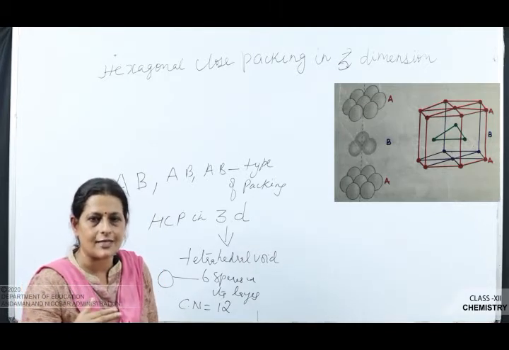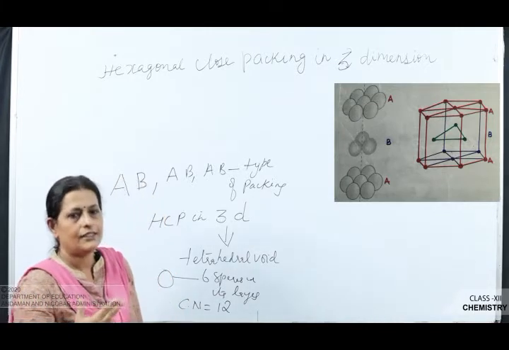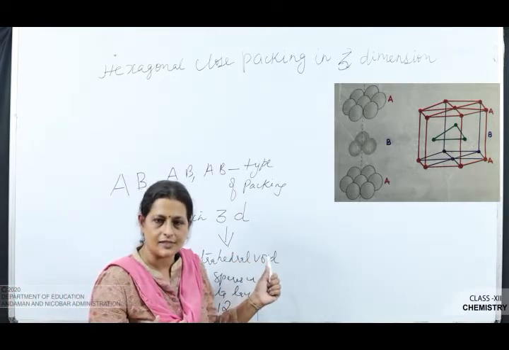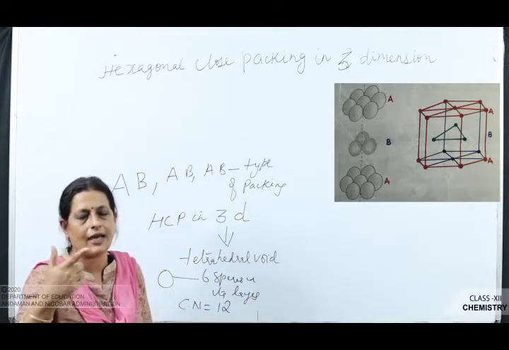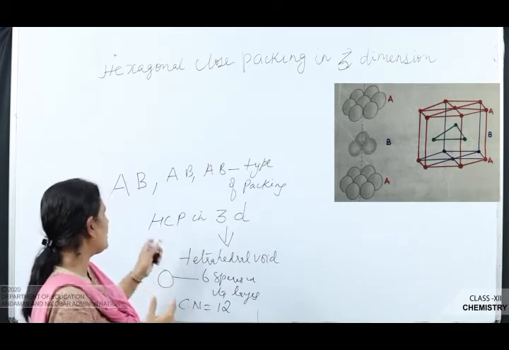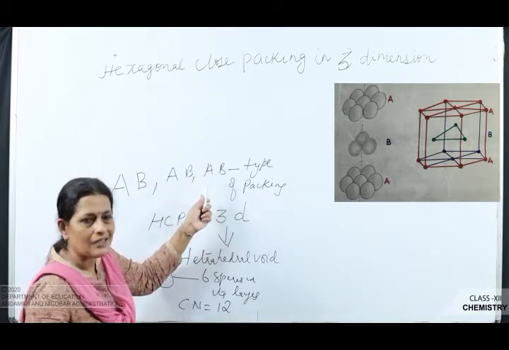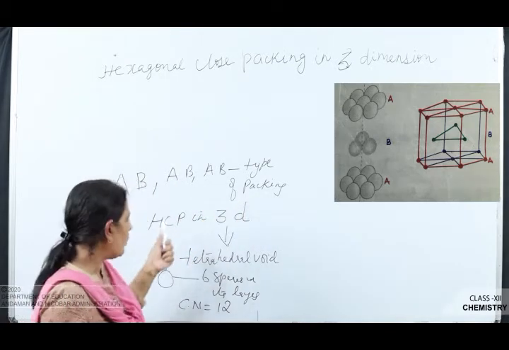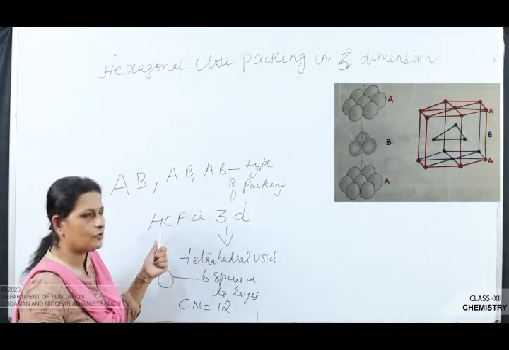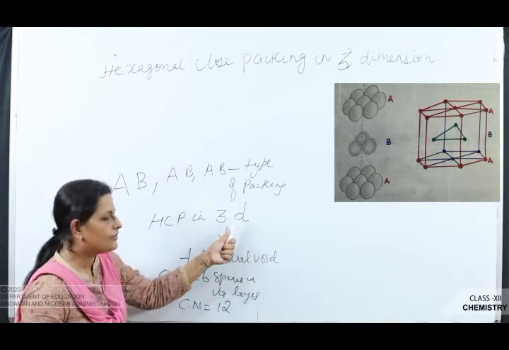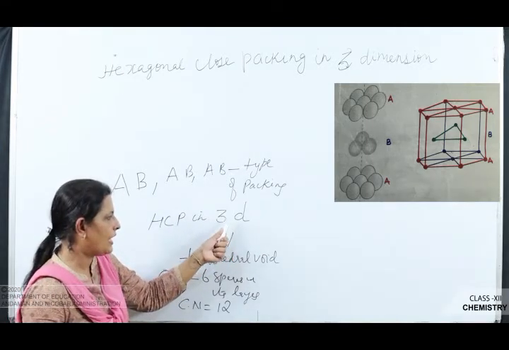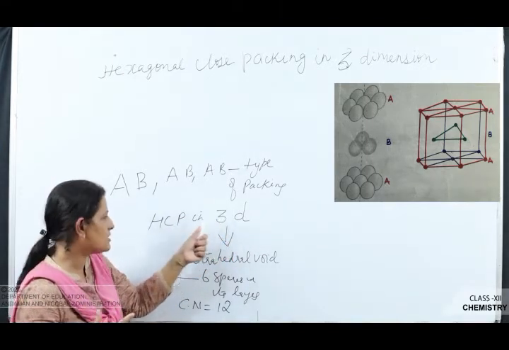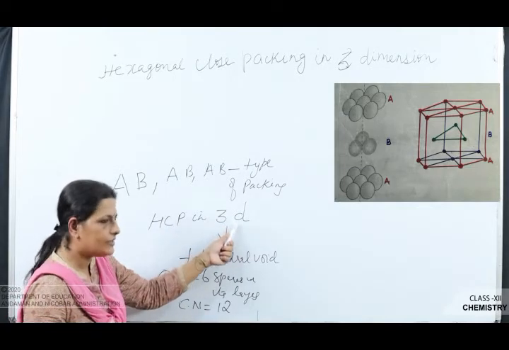When you arrange it in the tetrahedral void, what do we observe? The third layer becomes identical to the first layer. So automatically the fourth will be identical to what? Second. So what is being repeated? AB, AB is being repeated. So you are getting what? AB, AB type of packing. So we call it with the same name. It is known as hexagonal close packing in 3 dimension. We can't call it 2 dimension. It's similar to 2 dimension, but it's hexagonal close packing in 3 dimension.